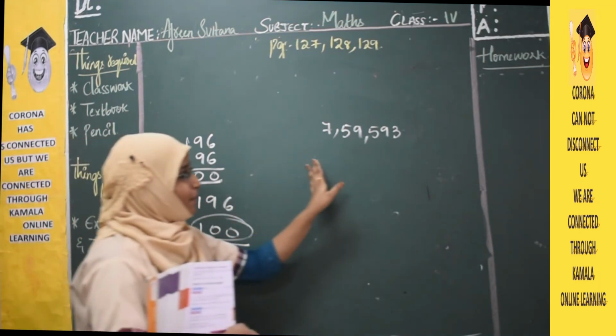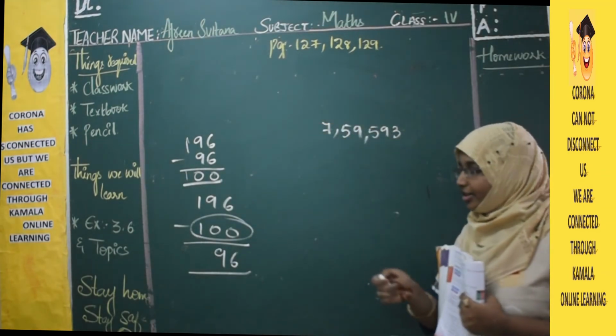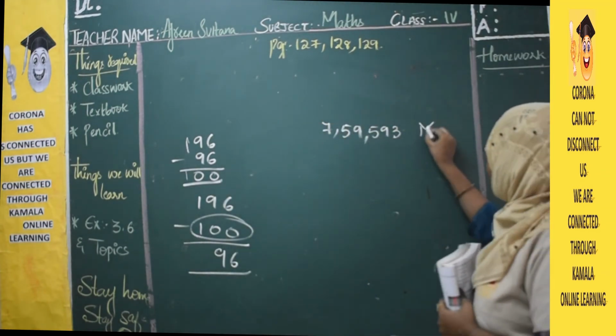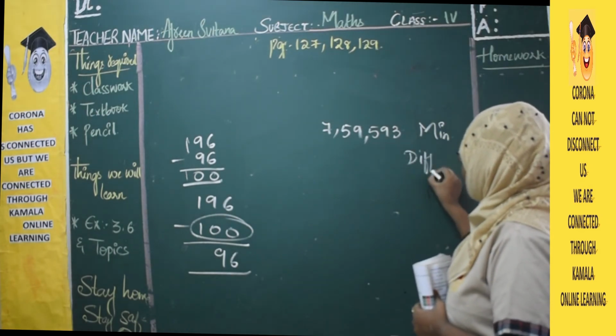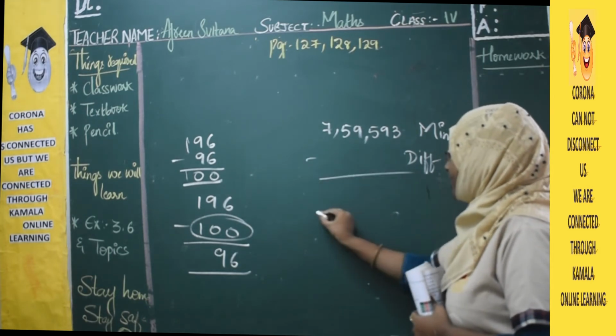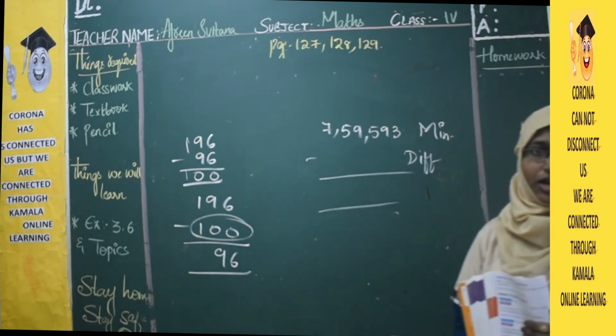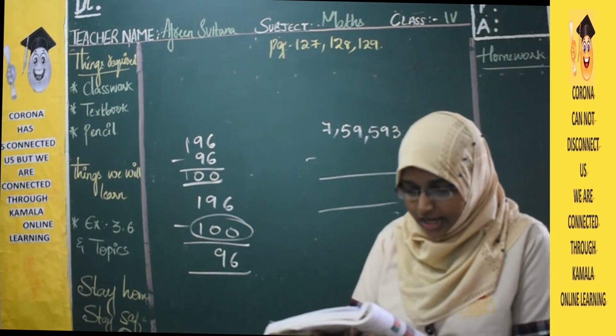So, the same way we will apply over here. The value 7,59,593 is our minuend and the answer which they have given is our difference. So what you are going to do is subtract minuend minus difference, then you will get the answer, that is our subtrahend. I hope you will do that. Yes, let us move on to the last one.